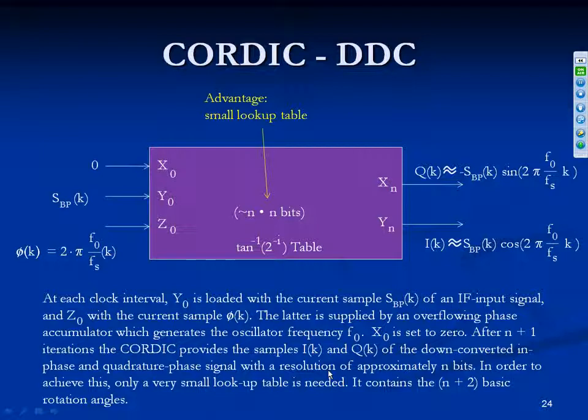In order to achieve this, only a very small lookup table is needed, and it'll contain the n+2 basic rotation angles. That's why I said it's about equivalent to n by n. So the difference here is n versus 2 to the n. And you get a much smaller amount of data that you need to have. And you can do that right in your design pretty easy. The table in here is basically just a table of those arctangents of 2 to the minus i that we need in order to calculate our rotation angles to approach 0. So we're going to start with z0 and it'll finally approach 0.